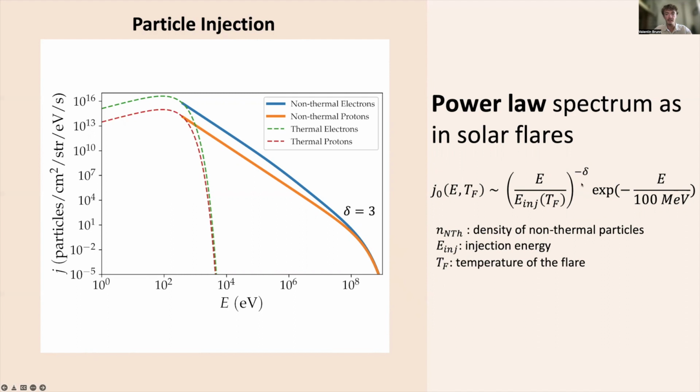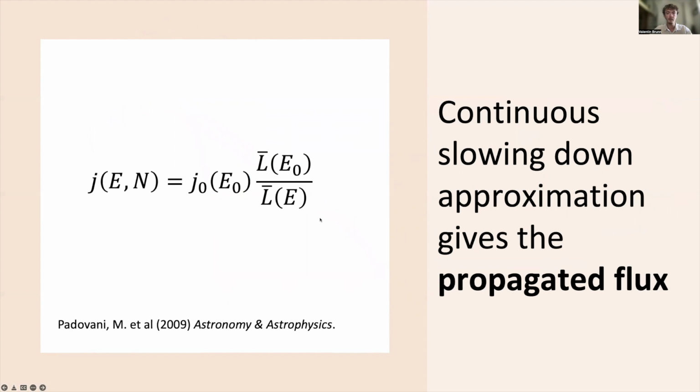The power law index delta of the spectrum of a magnetic reconnection event is observed to have a wide variety of values. This variety of values is due to the diversity of astrophysical plasmas and their properties. But with the continuous slowing down approximation, we have the expression for the propagated flux of energetic particles. It depends only on the injection flux that we just saw and the loss function that can be determined experimentally and theoretically. So we have everything to compute ionization rate.